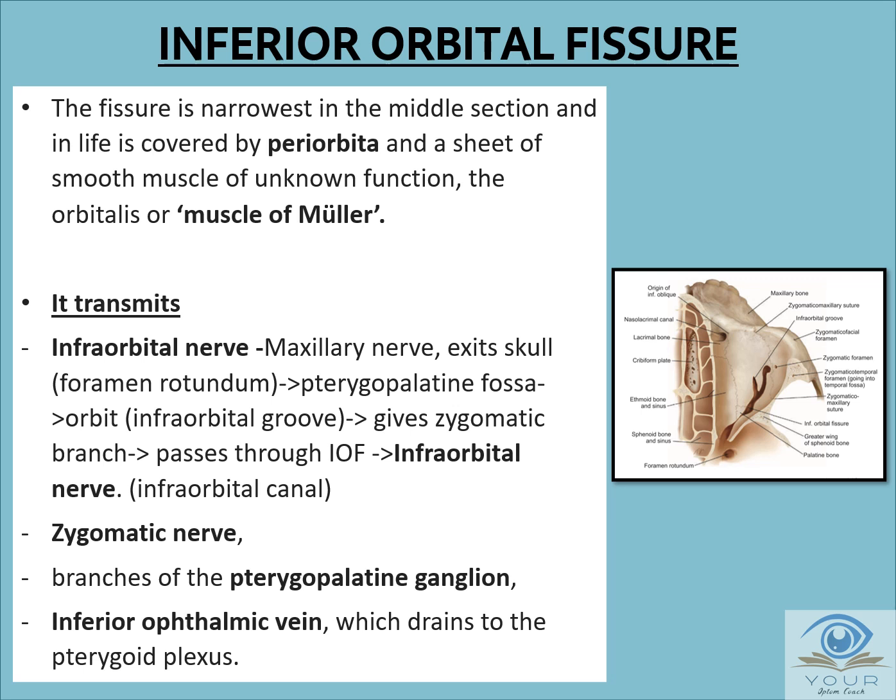Now I would like to tell you the course of the infraorbital nerve in brief. So the maxillary nerve exits the skull through the foramen rotundum and then reaches the pterygopalatine fossa and then the orbit in the infraorbital groove. It gives off a zygomatic branch which passes through the inferior orbital fissure and is named infraorbital nerve, which exits through the infraorbital canal.